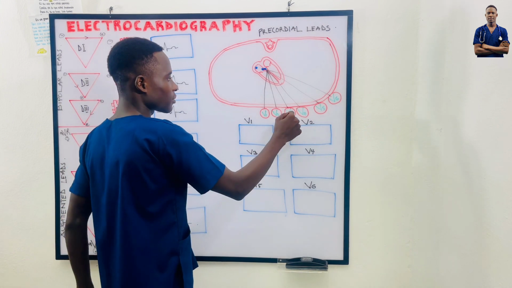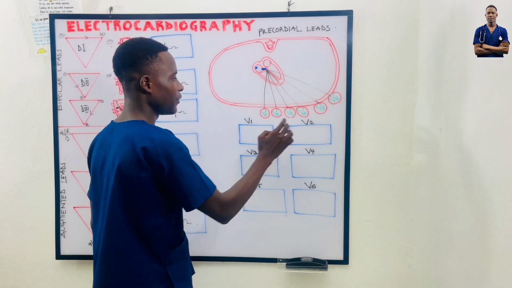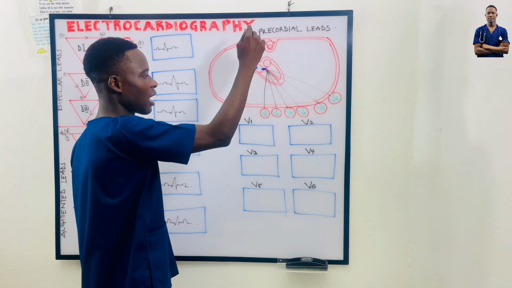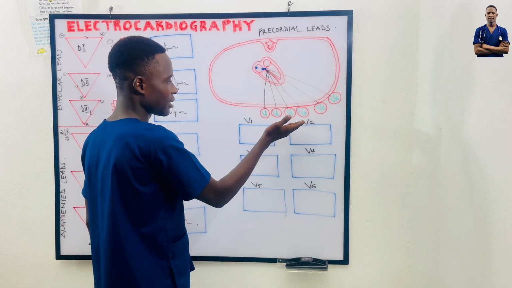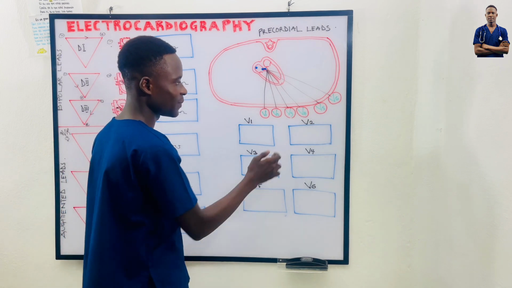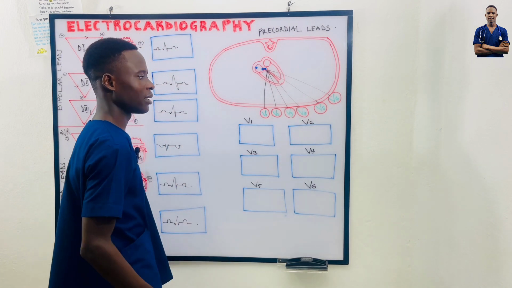And then we have the V3 and then the V4. The V4 is also at the mid-clavicular line. Do you understand? At the fifth intercostal space. And then the V3 is actually between the V2 and the V4.